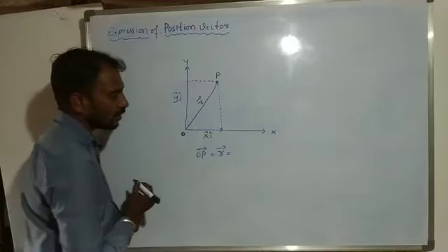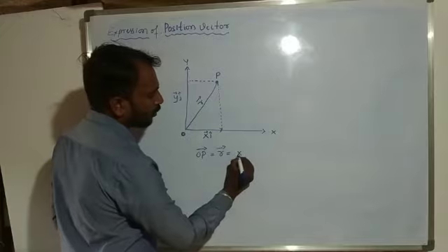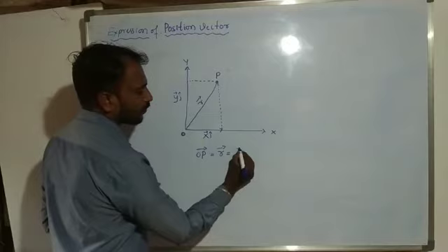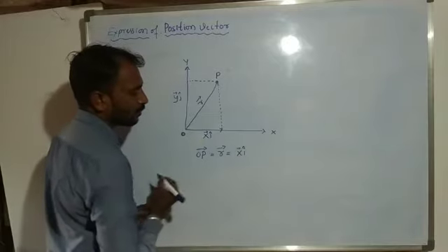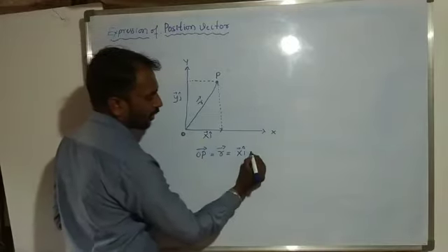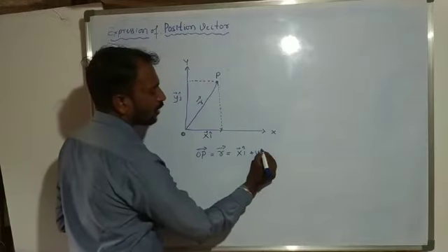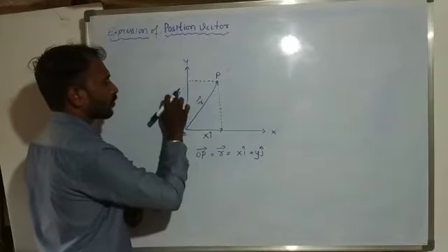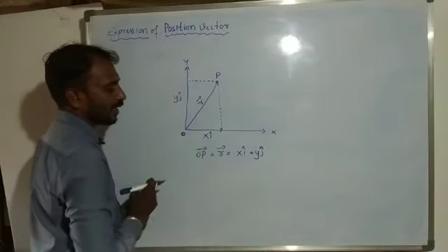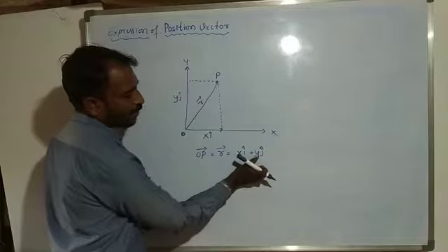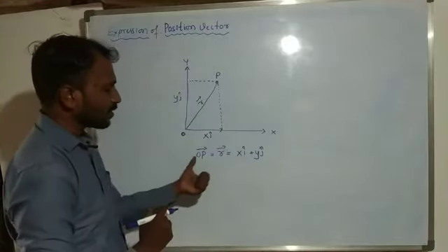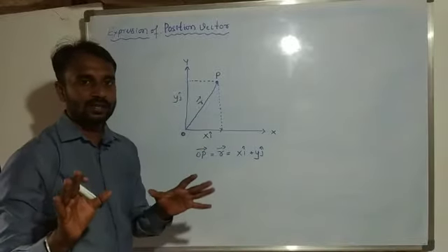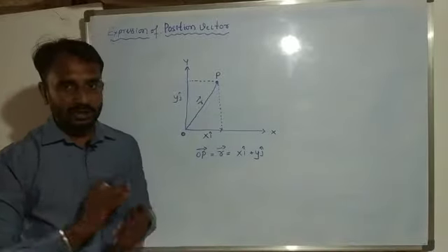So the position vector along the x axis, it means the x axis component x i cap, and the y axis component y j cap. So x i cap plus y j cap. This one is a vector, it means a position vector. Here we consider a resultant vector or a position vector.